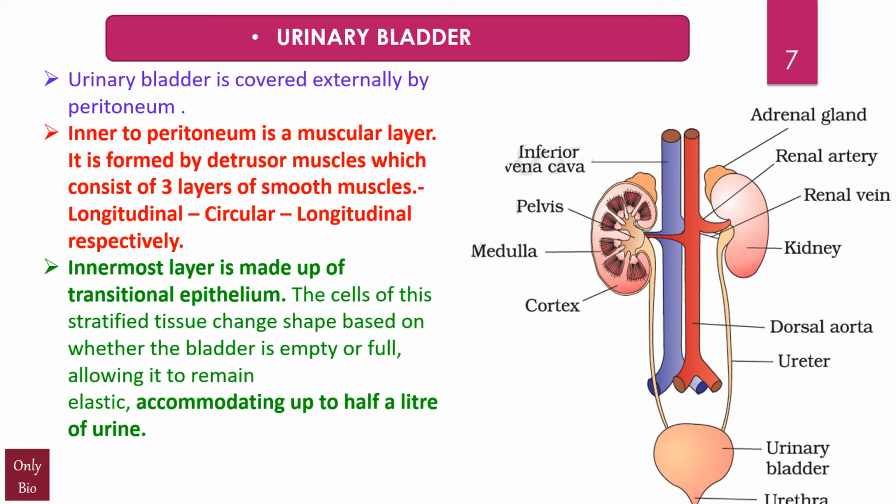The innermost layer is made up of transitional epithelium. The cells of this stratified tissue change shape based on whether the bladder is empty or full, allowing it to remain elastic, accommodating up to half a liter of urine. That means it never gets torn even if it is stretched. That is the reason there is a specialized epithelium called transitional epithelium there. A very, very important point, friends: the transitional epithelium helps the bladder to stretch.